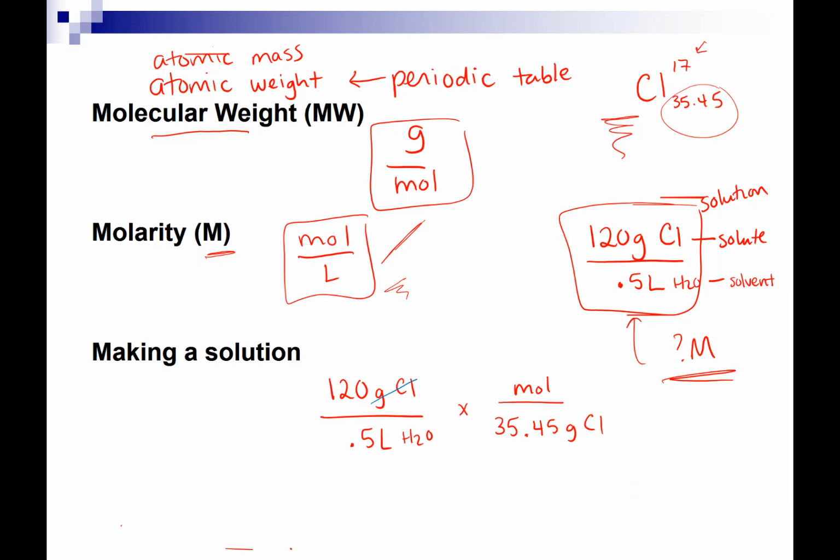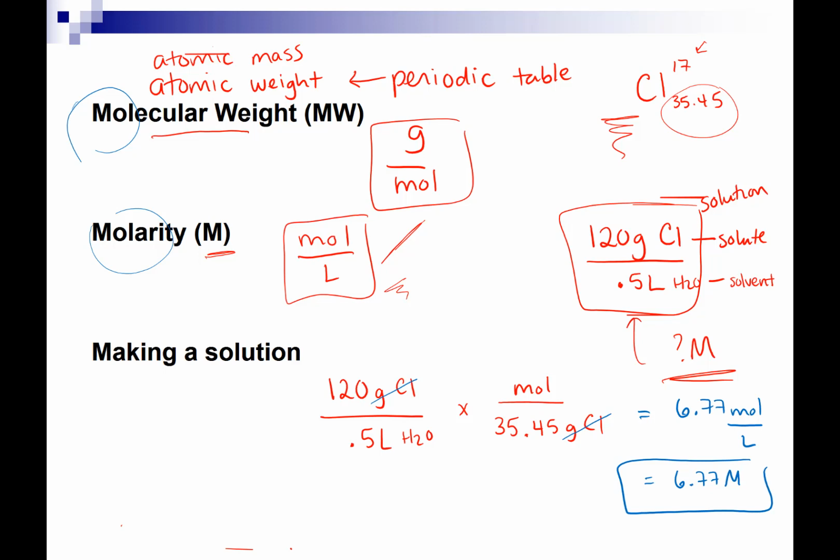All right, so I can cancel out my grams of chlorine. And if I do this math, I find out that I have a 6.77 moles per liter solution, which is a 6.77 molar solution. So really all you need is to be able to figure out molecular weight and either be told the molarity that you want to get to, or based on some information for making the solution, you can figure out the molarity.